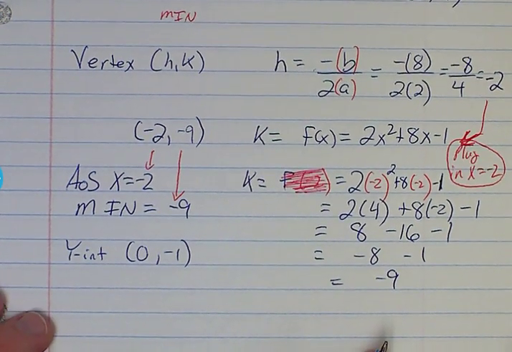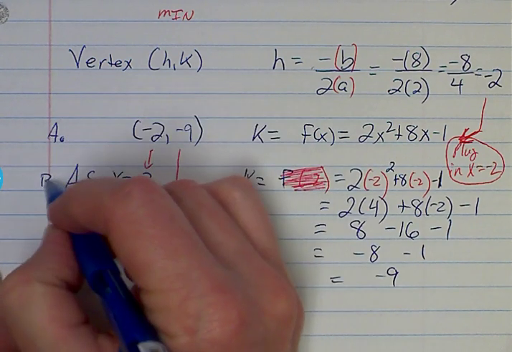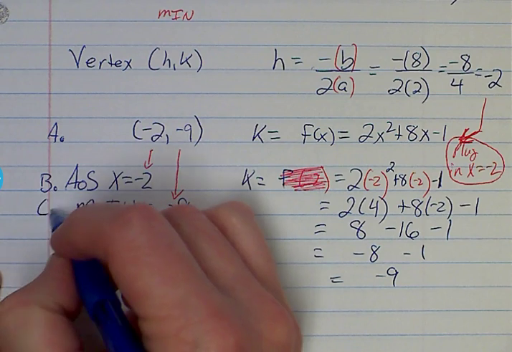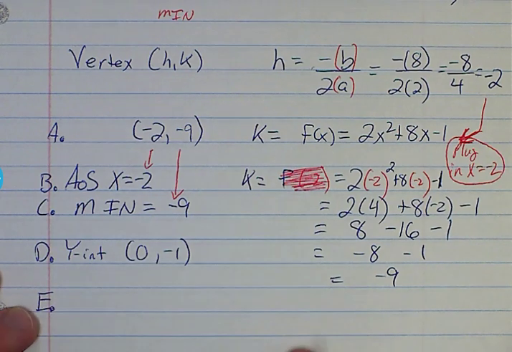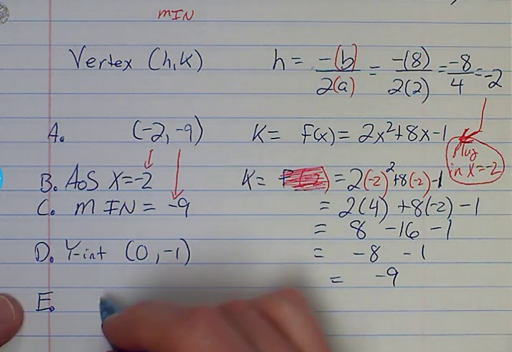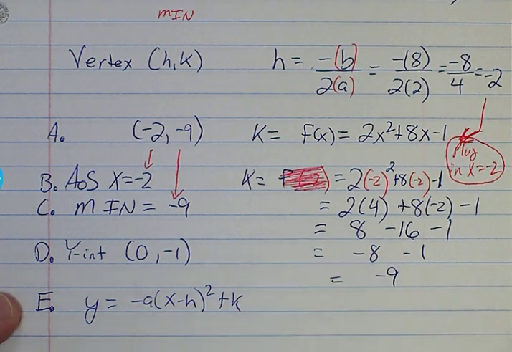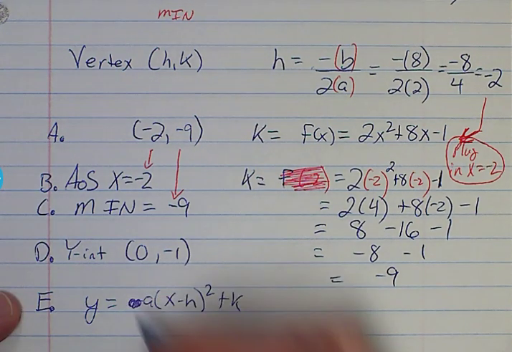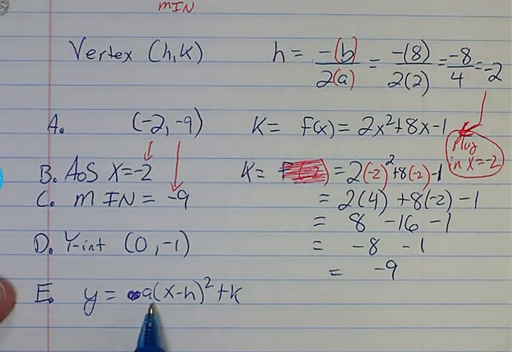Okay, now here's the one that takes a little bit of practice. This was part A, this was B, this was C, that's D. So when we do part E, when you do the vertex or the graphing form, that's our form. We've got to plug in the a value, and then you've got to plug in the vertex. So for this one, the a value was 2.